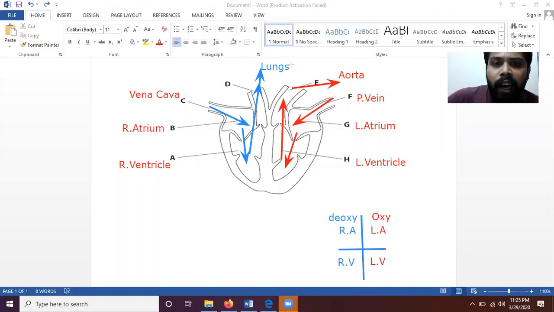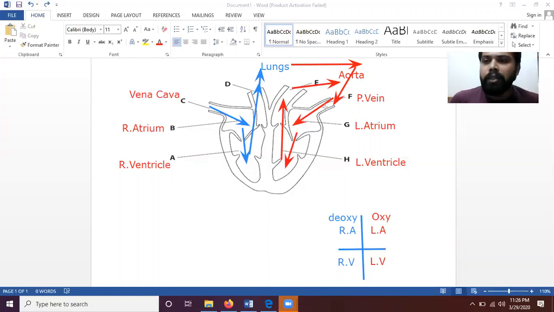So from the lungs, again for the next cycle, what happens? Your lungs give the oxygenated blood to the heart again. So the same blood gets oxygenated in the lungs and again enters the heart. Do you get my point? So this is the second circulation. In this manner, your heart pumps what? Oxygenated and deoxygenated blood, right?